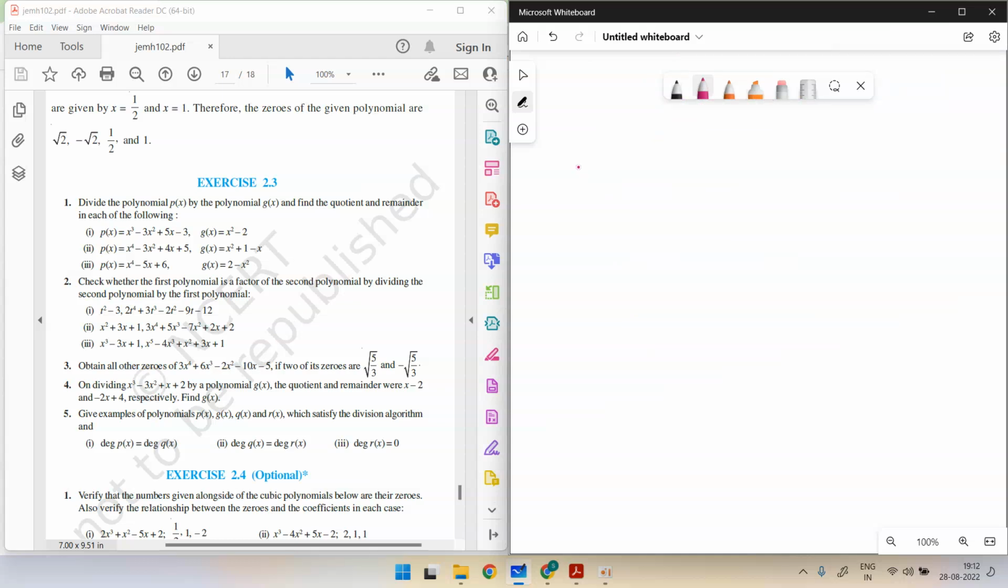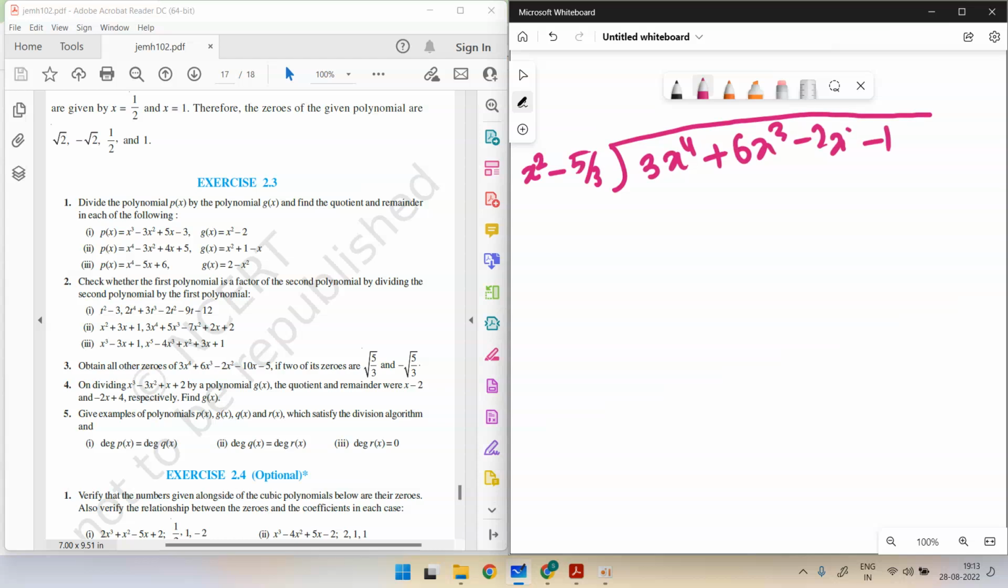So x square minus 5 by 3, and the polynomial is 3x power 4 plus 6x cube minus 2x square minus 10x minus 5. So for x square to 3x power 4, you need to multiply by 3x square. So from here to here, this is 3x power 4. Now 3 into 5 by 3 is 5, so minus 5x square.